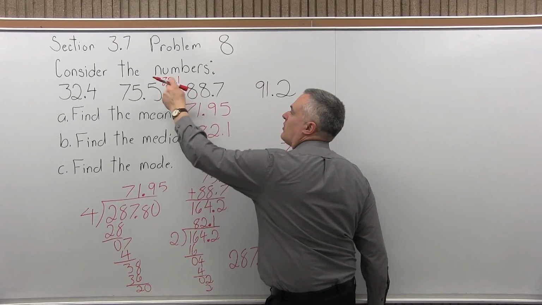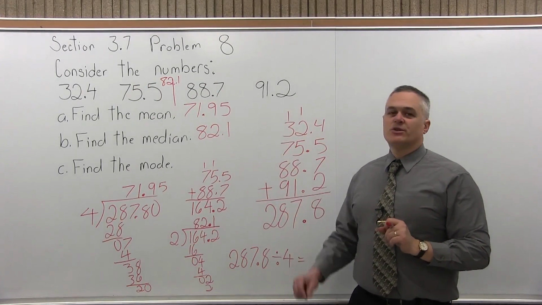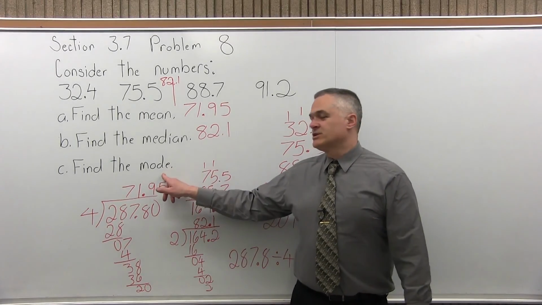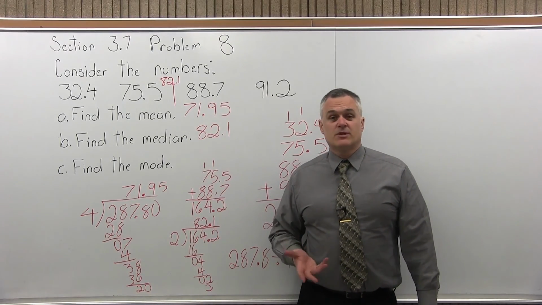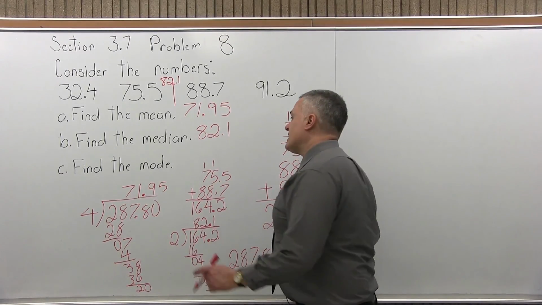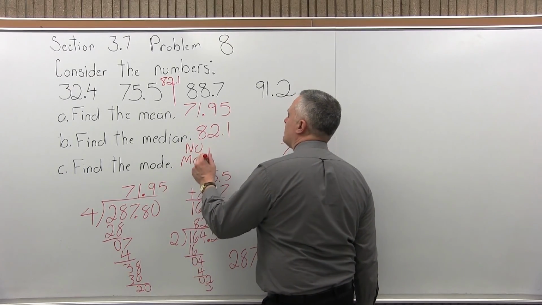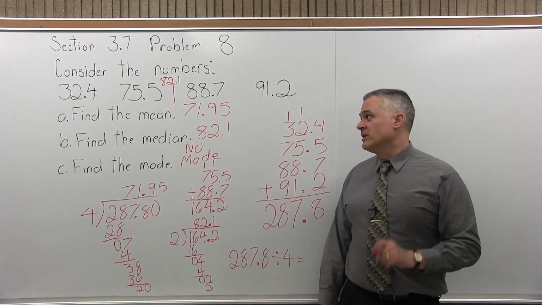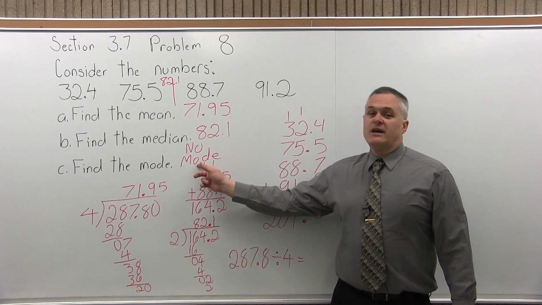So even though 82.1 isn't an actual number in the list, it represents the middle of the list. It splits the middle 2 numbers in the list. Finally, the mode. The mode is the most common number in the list of numbers. Now, for this list of numbers, there's no number that's any more common than any of the others. Nothing's repeated, so we have no mode. And you have to actually write out the words, no mode. You can't put 0. That means 0 is the most frequent number in your list, which is not the case. You have to actually write no mode. So the mean is 71.95, the median 82.1, and there is no mode.